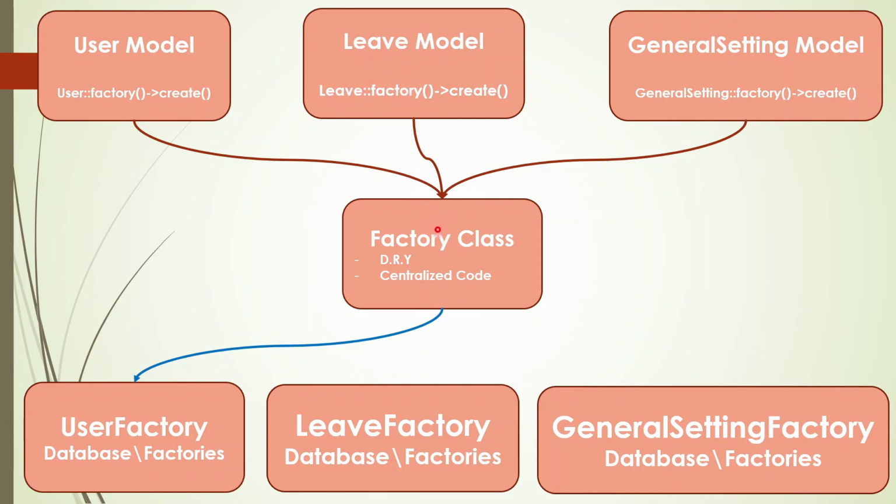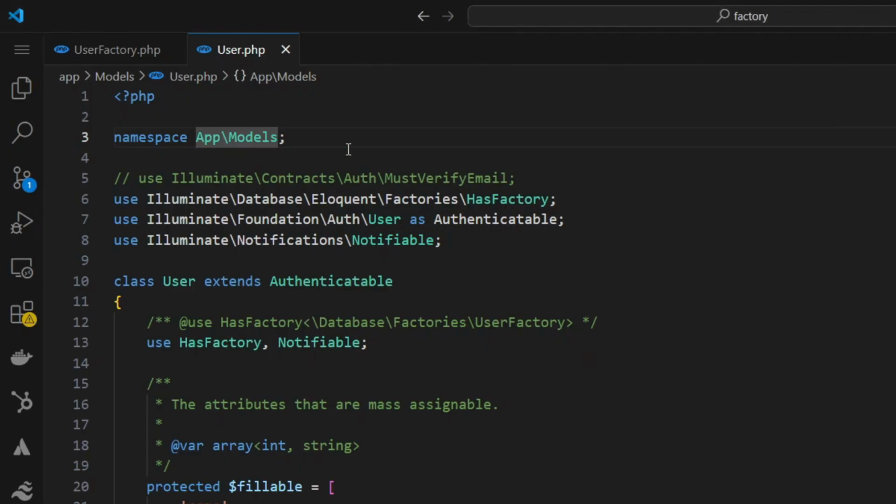The factory class is going to look at who's calling it. Well, leave is calling it. Then it will go and move towards leave factory class, which is located in database factories. This is how Laravel is using it. It's using the factory class to create an object based on the caller. I'm in VS Code right now, and let's take a look at some of the code. Maybe this will clear things up.